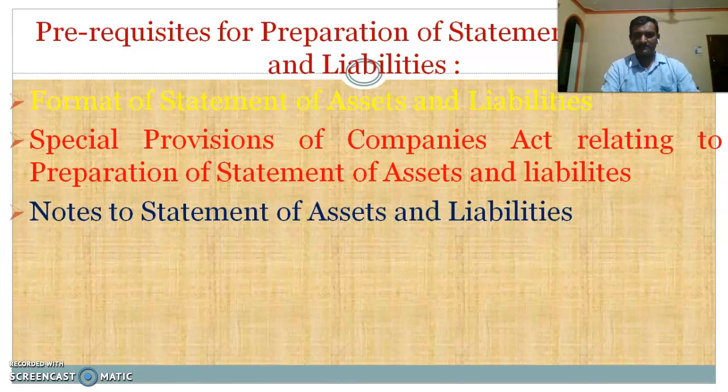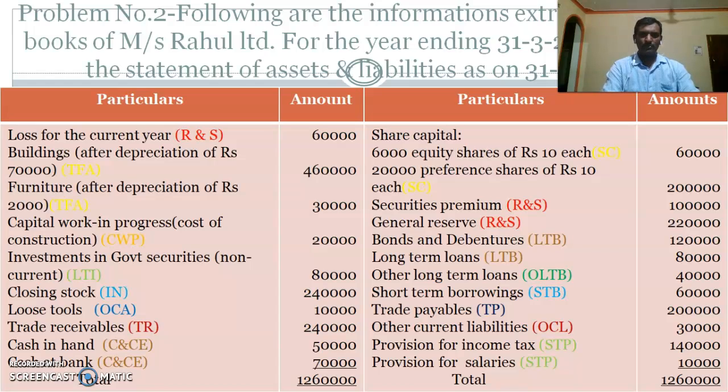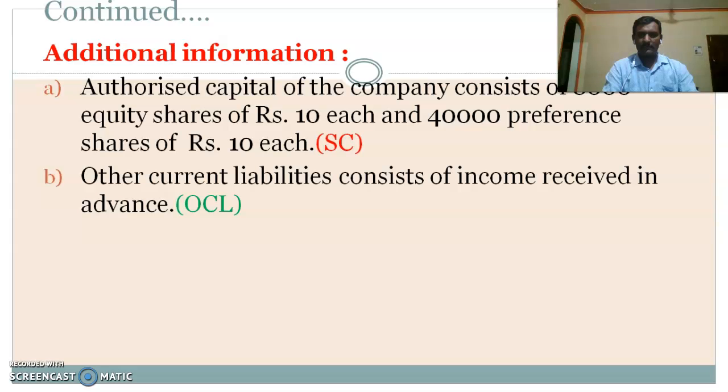Dear students, now we have to move towards the solution of a problem. Here the problem is given about Rahul Limited. They are asking us to prepare the statement of assets and liabilities. The information is given on the left hand side and right hand side of this table, and they have also given information as additional information. One is authorized capital and one more is other current liabilities.